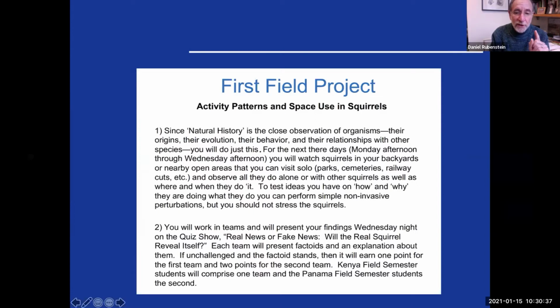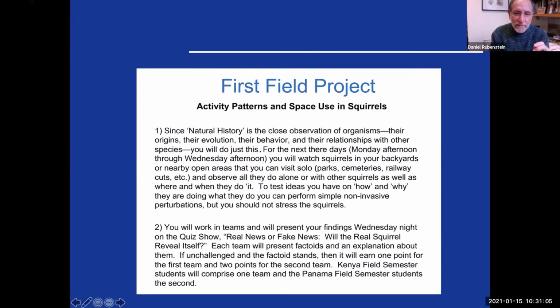Now, this is the key. You will work in teams, even though you're getting data alone, and you'll present your findings Wednesday night on the quiz show. Real news or fake news? Will the real squirrel reveal itself? Each team will present factoids and an explanation about them. And if unchallenged by the other team and the factoid stands, then it earns 1 point for the first team, but 2 points for the second team, because all the low-hanging fruit is taken by the first team. Often the second team wins.